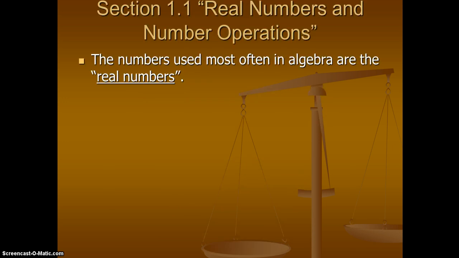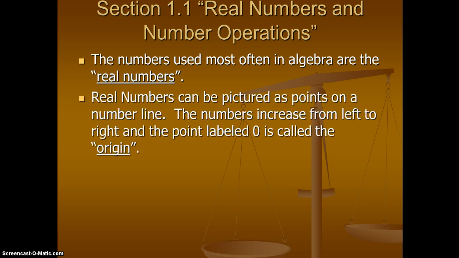The first thing we are going to talk about is, what are real numbers? Real numbers are numbers most often used in algebra. There isn't anything as a fake number. The other set of numbers that we're going to learn later are called complex numbers. Real numbers can be graphed on a number line, and you graph them on a number line using a point.